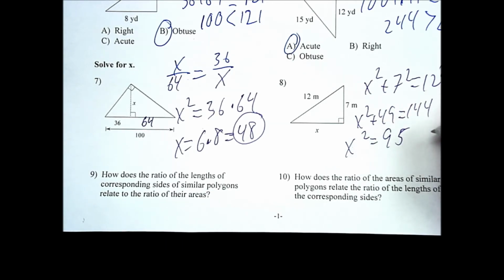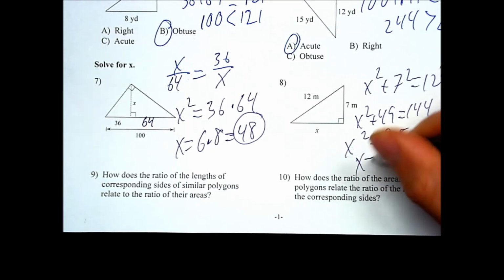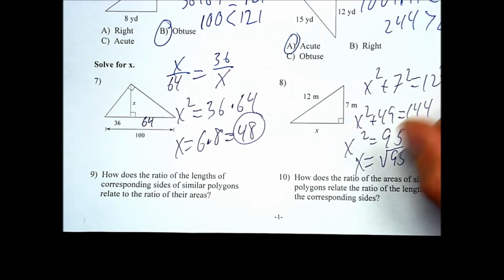95 is 5 times 19. So that does not reduce. x is the square root of 95 here in this case.